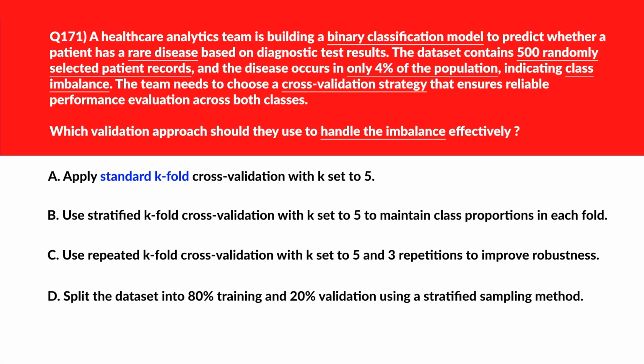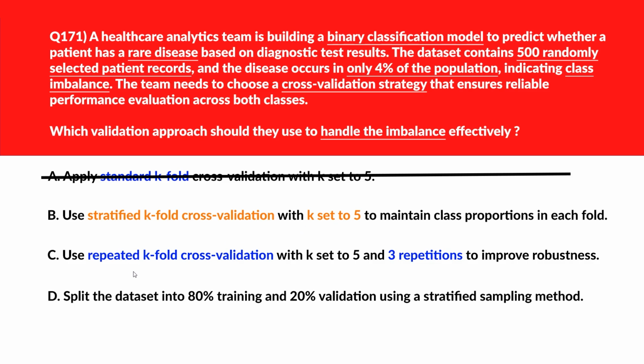We'll move to now option B. Option B says use stratified k-fold cross-validation with k set to 5 to maintain class proportions in each fold. Stratified k-fold cross-validation with k equal to 5 preserves class distribution across folds, ensuring balanced evaluation for rare disease prediction. Let's keep it. We'll move to now option C.